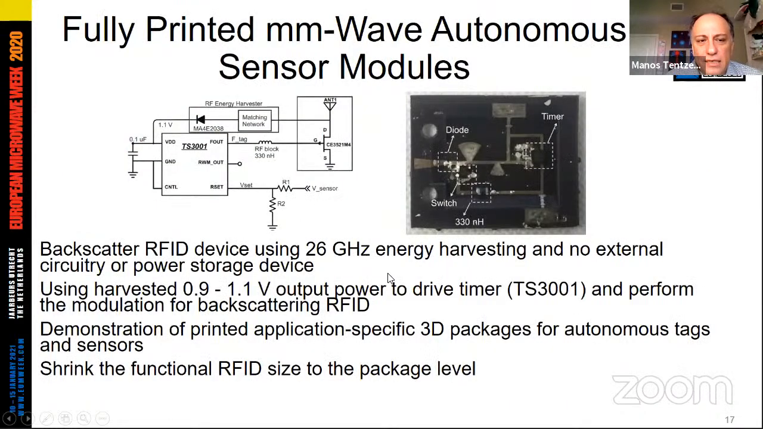That's a schematic showing all the components of this and the operability. More or less, we have no external circuitry or power storage. Batteries are something we don't like for IoT. So if you can operate completely on harvested energy, that's going to be quite significant. And that's literally an autonomous tag and sensor.